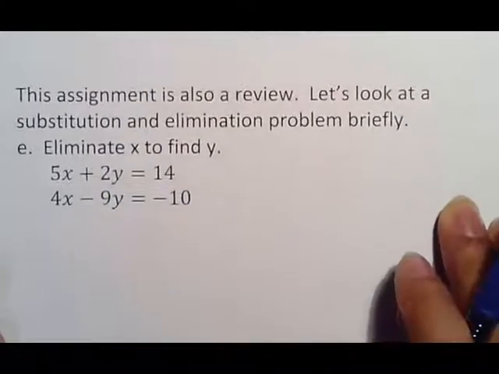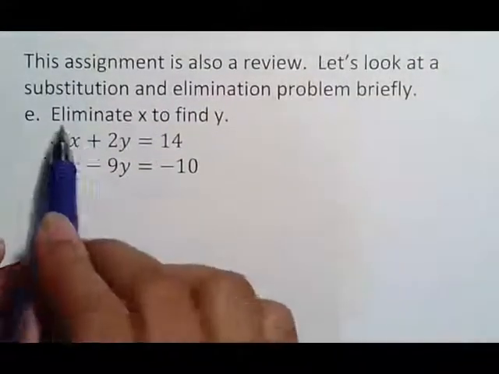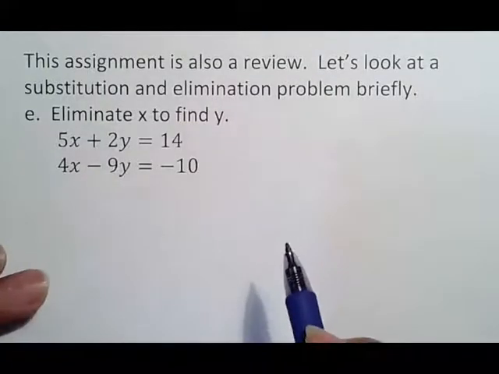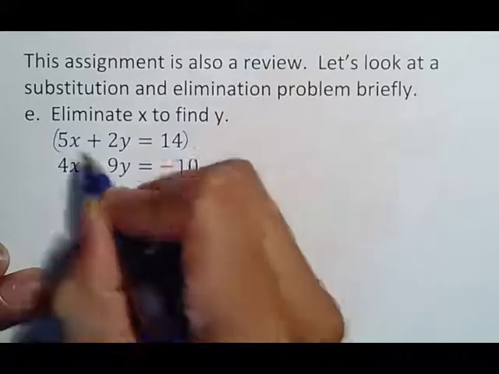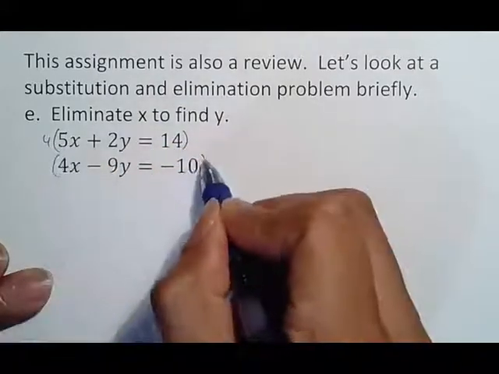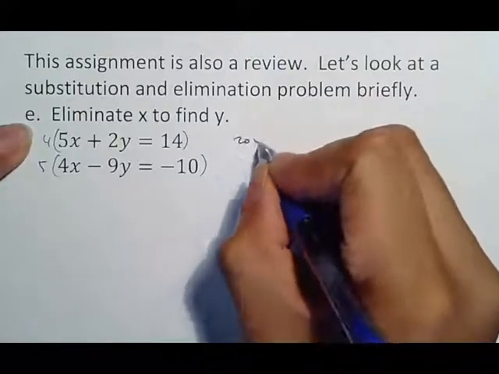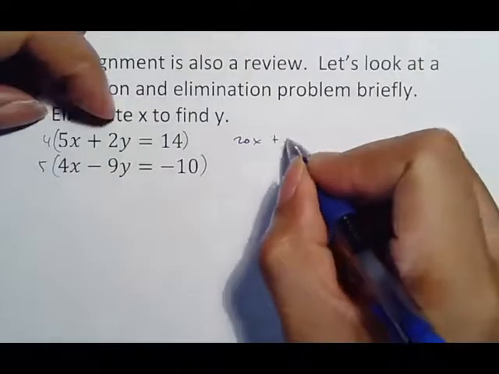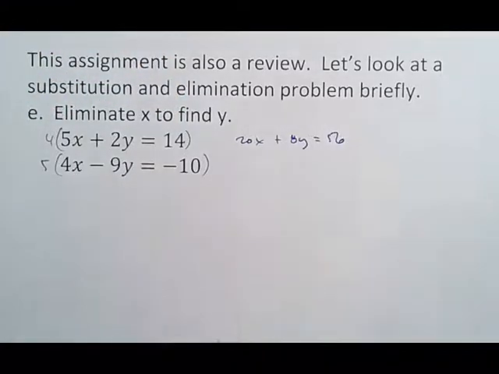Two quick review questions, because again, this is also on your homework, just to make sure. This is telling me to eliminate x to find y. If you remember your elimination, I need these two things to match, so this is the one where I multiply everything by 4, multiply everything here by 5, and I end up with 20x, 8y, and that is 56, 4 times 14. Again, you can use a calculator if you want to.